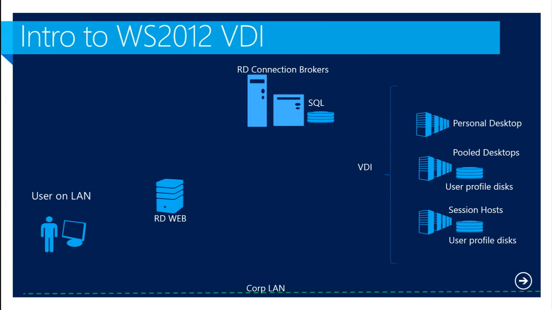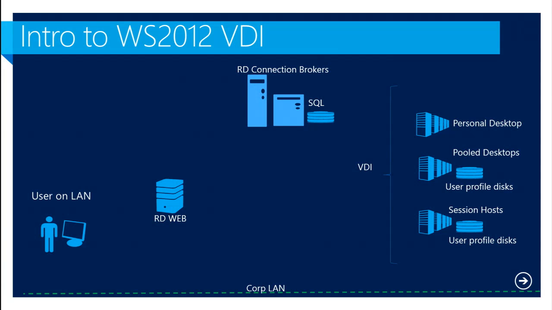And then finally, we have a bank of servers, hypervisors that host either personal desktops or pool desktops. And we also include RDSH, the traditional terminal server, in the VDI mix, and that could be another option that the user can connect to. So the building blocks are RD Web Server, RD Connection Broker, SQL Server in the back end, and then the infrastructure that runs on the hypervisors that provide the pool VMs or personal VMs. And then there's also the session host, or the traditional terminal server.